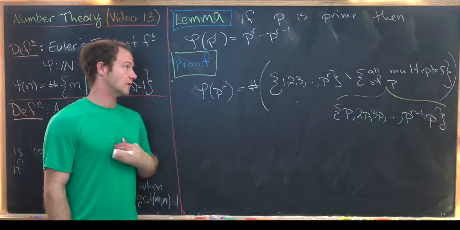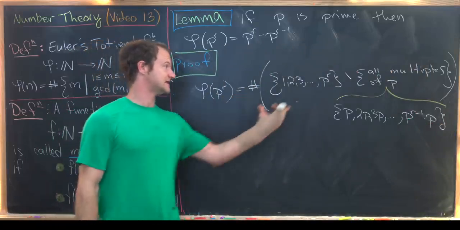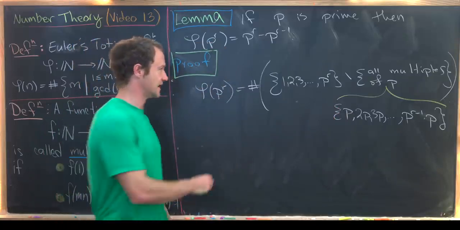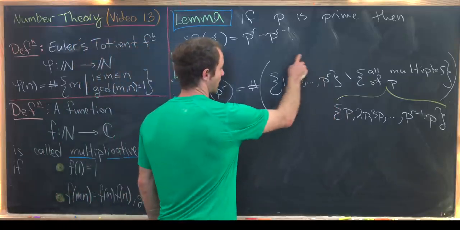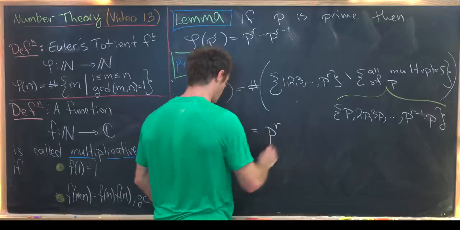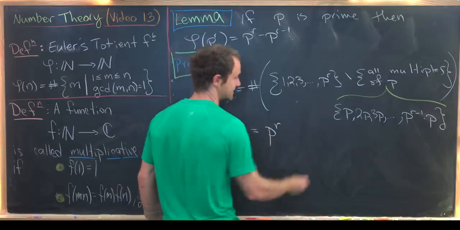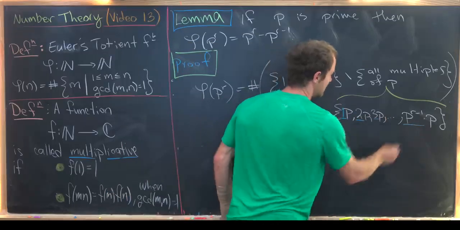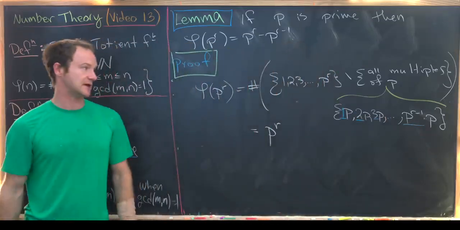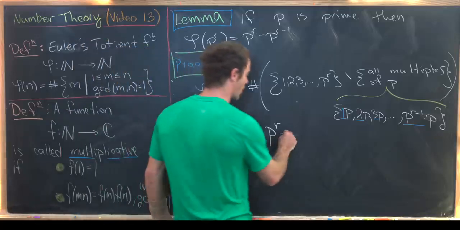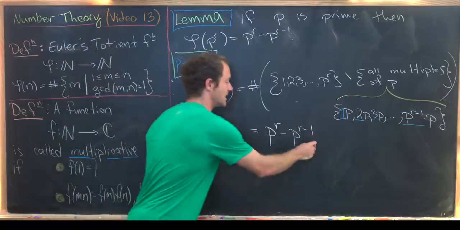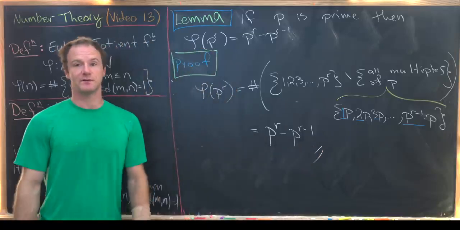So now we're good to go. We need to find the number of elements in this set minus this set, which is a subset of the original set. Obviously there are p to the r elements in this first set. And then the elements of the second set can be counted by the coefficients of p. So there are p to the r minus 1 elements in that second set. And that finishes the proof of this lemma.